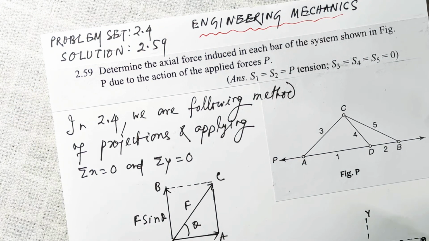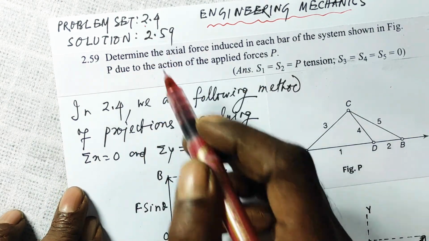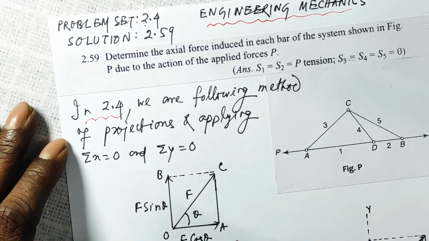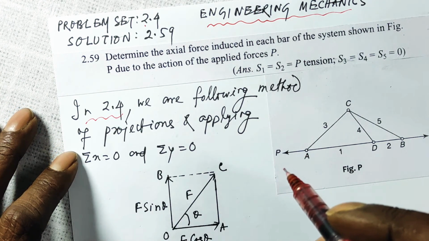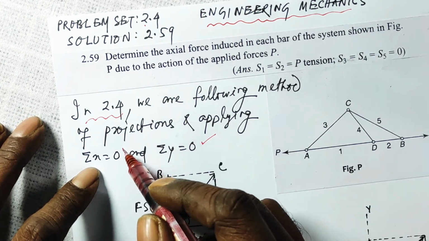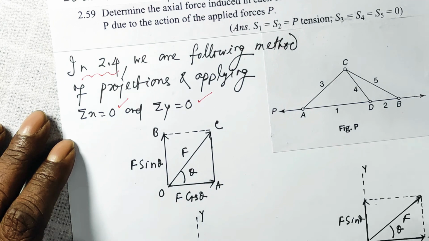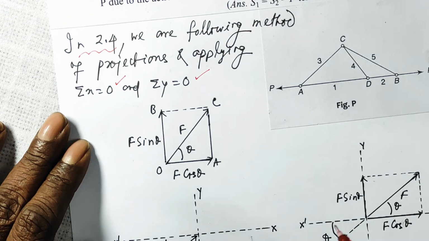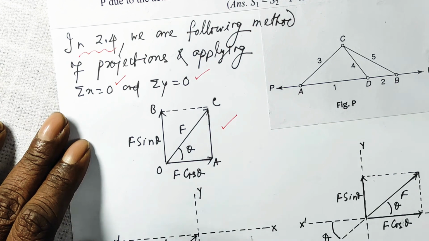Now, so far we have been discussing the method of projections. In problem set 2.4 of engineering mechanics by Professor Timoshenko, we are following the method of projections and applying sigma x and sigma y equal to 0 to find the different values of the axial forces. Right. So before I proceed, let me repeat this thing which I had earlier explained in previous videos.